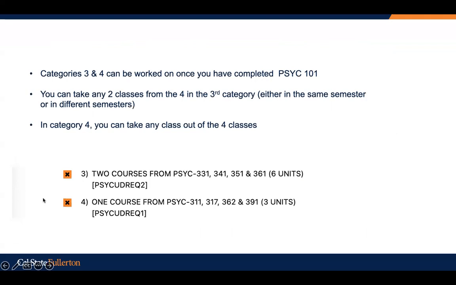In our categories 3 and 4, the only prerequisite is Psych 101. So as long as you have that completed, or let's say you're in the class right now and you're enrolling in your classes for the next semester, as long as you pass that Psych 101 with a C or better, you are free to start working on these courses. So from category 3, out of the 4 options you have, you only need to take 2. In category 4, out of the 4 options there, you are only required to take 1 course.